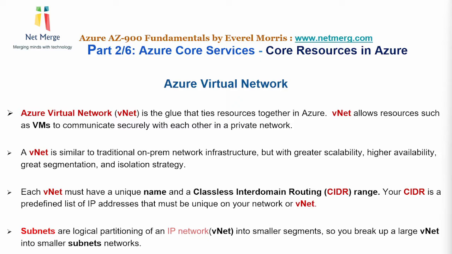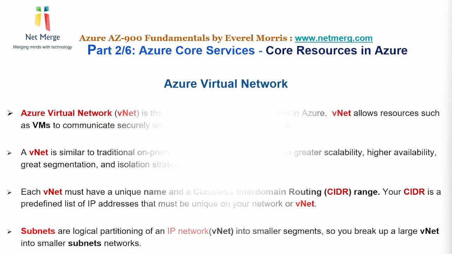Now, your subnets are logical partitions of an IP network. So they are part of your VNet, but they're subsections, and it's what contributes to your segmentation and isolation that we spoke about before. So it's a smaller segment. You can break up a large VNet into smaller subnet networks, and you do that for security reasons, so you could have more control over your network. You could have more confidentiality, with isolation and segmentation.